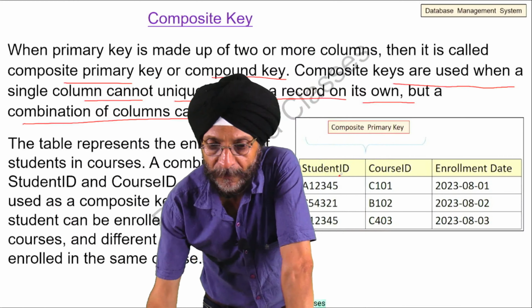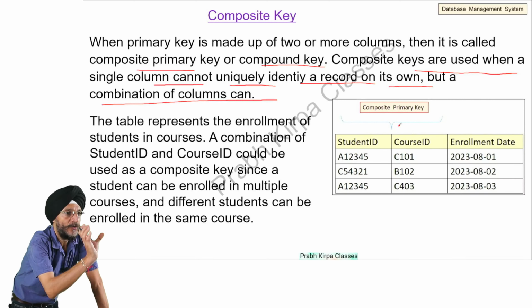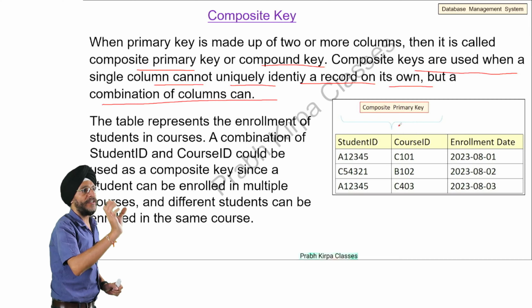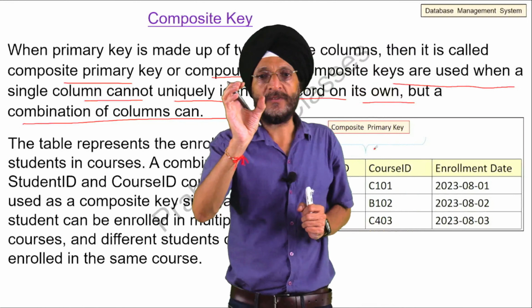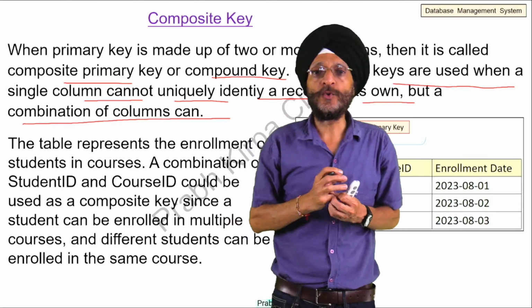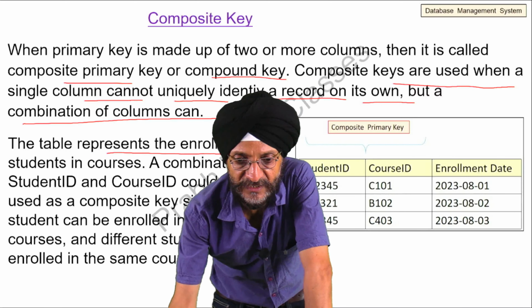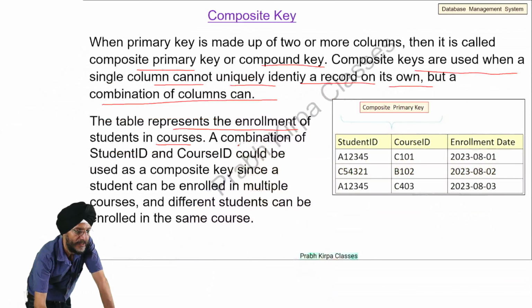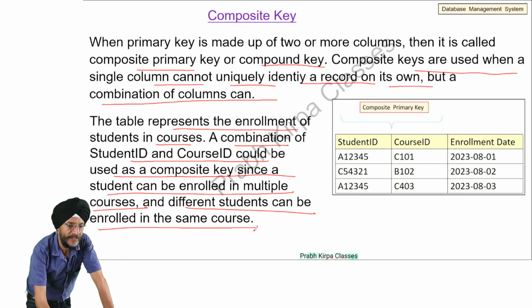So in that case, student ID plus course ID together will serve the purpose of composite primary key or composite key, so that the particular student is uniquely identified. The table represents the enrollment of students in courses. A combination of student ID and course ID could be a composite key, since a student can be enrolled in multiple courses and different students can be enrolled in the same course.